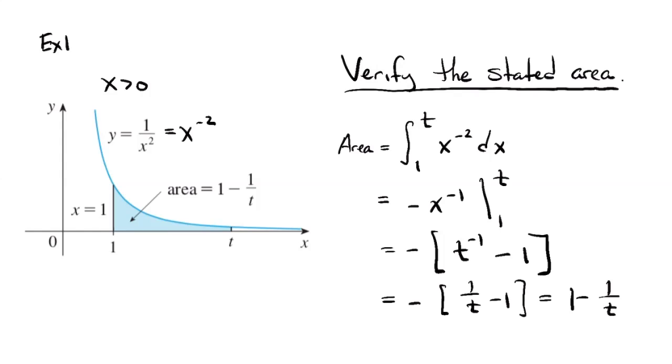So if you change t, this is clear in the picture, you would change this area. So what is the exact area? Well, it's 1 minus 1 over t, whatever t is. T here is a number, if you like, bigger than or equal to 1, as indicated in the picture.